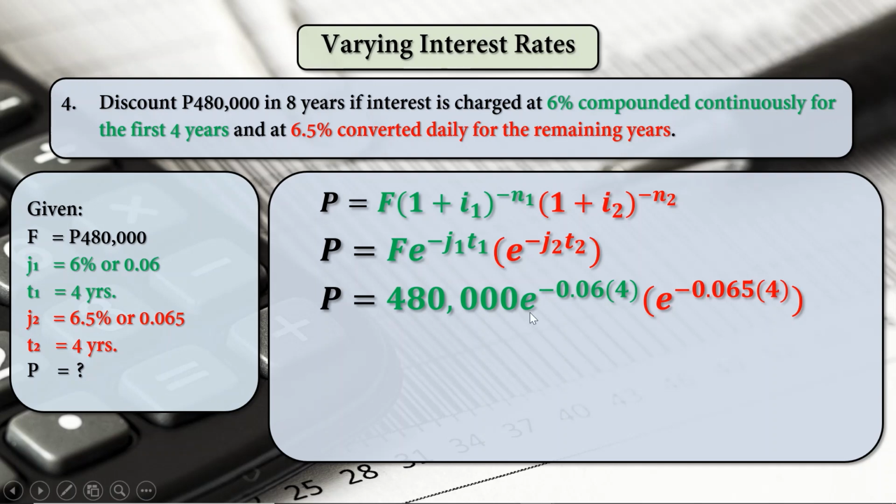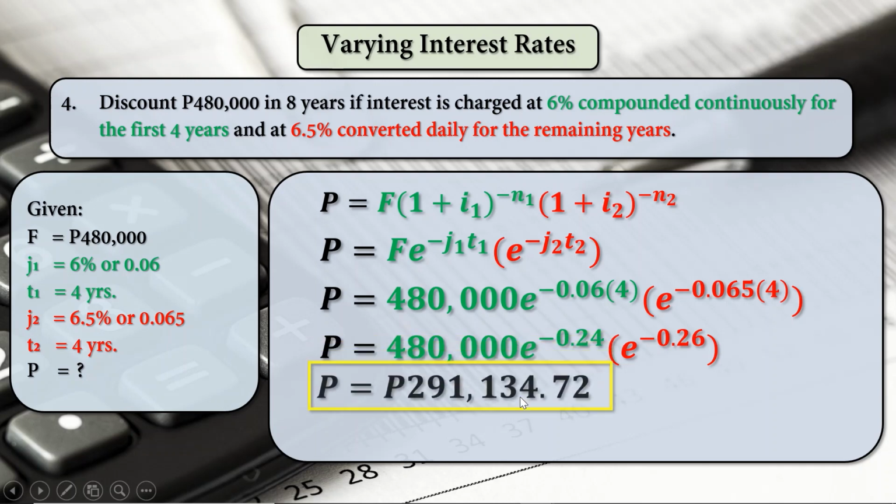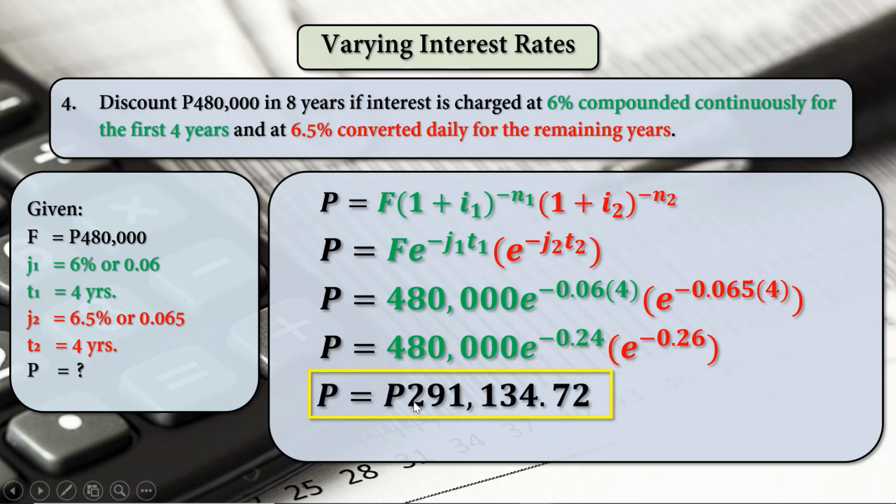F is 480,000. e raised to negative 0.06, that is our J1, times T, which is 4 years. Then, for our second interest period, e raised to negative 0.065 times 4. Okay, so yung first exponent natin will result to 0.24. Yung second exponent is 0.26. And that results to 291,134 pesos and 72 centavos.